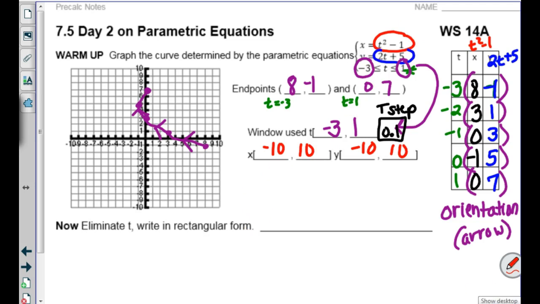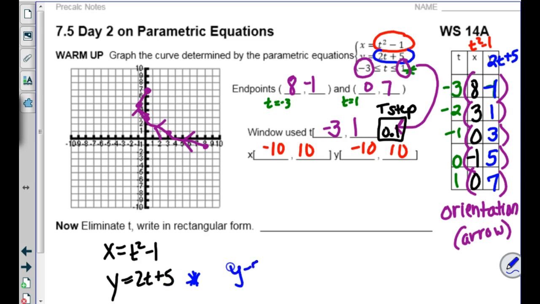We learned to eliminate t yesterday by, anybody remember? We have x equals t squared minus 1 and y equals 2t plus 5. Anybody remember how we eliminated t? Okay, we solved for t for one of them and put it into the other. Which one is better to solve for t? We're going to solve the y equation for t. You don't really want to get rid of this squared because you have to remember to square root with a plus or minus if you do that. So just solve this one for t, though.